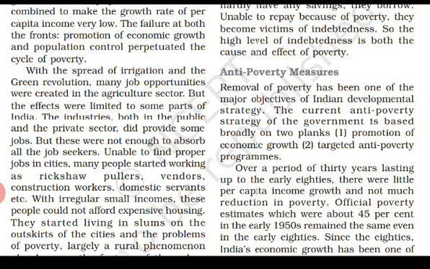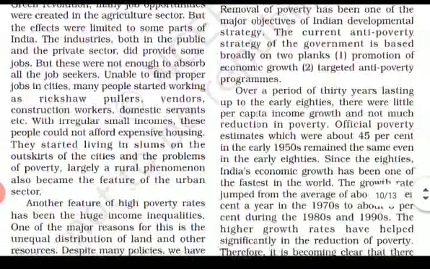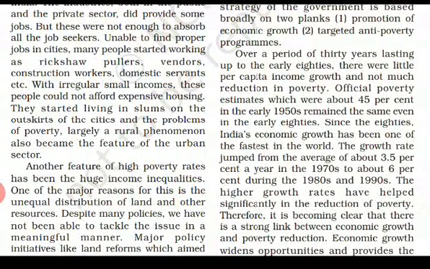The current anti-poverty strategy of the government is based on two planks. One is the promotion of economic growth, and another is the launch of different anti-poverty programs. Over a period of 30 years, lasting up to the early 80s, there was little per capita income growth and not much reduction in poverty. This we have already discussed, isn't it? Official poverty estimates, which were about 45% in the early 1950s, remained the same in the early 80s.